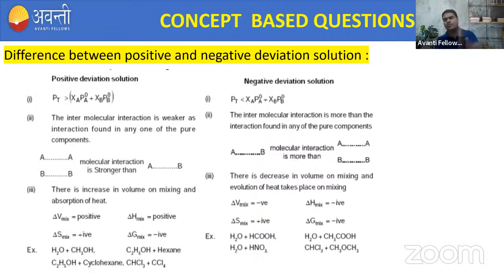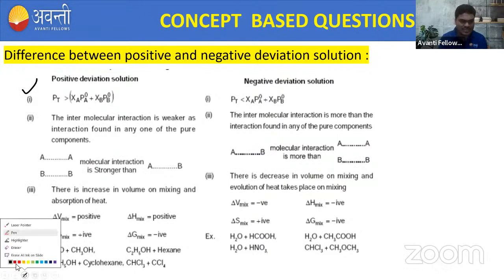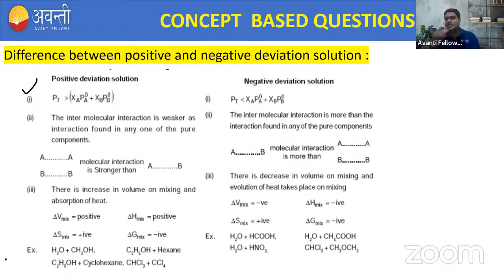We can understand the whole concept with a differentiating curve, so that we can learn this in an easy way and compare as well. That is, what is the difference between positive and negative deviation. The very important first point here: PT is greater than X naught P naught A into P naught. You already know this, right? For positive deviation, total pressure is greater than this, right? For negative deviation, the total pressure comes out to be less than this, right?